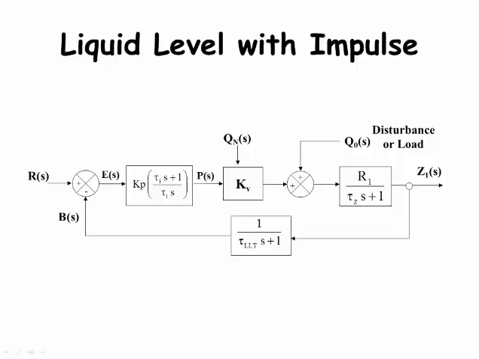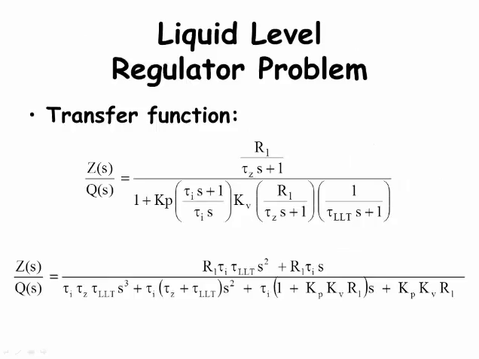The liquid level transducer is being modeled by a first order response with a gain of 1 and a time constant of tau LLT. And the process is described by the liquid level transfer function for a single tank from Section 9 in the course packet. Here is the regulator problem transfer function. After some simplification, we can write the regulator problem as shown at the bottom of the slide.